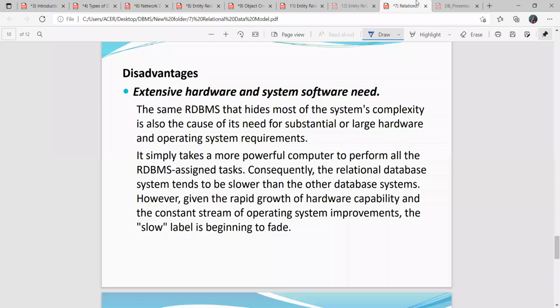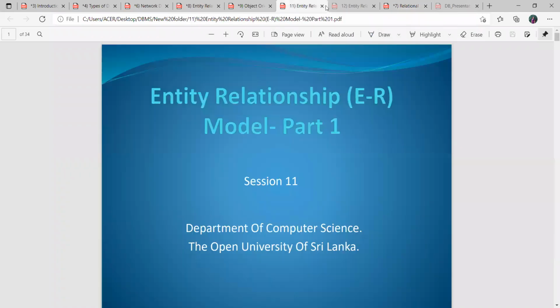Then let's discuss the ER model again. Now we are going to discuss lesson number 8, ER modeling. I will upload these slides into Learno USL as soon as possible.